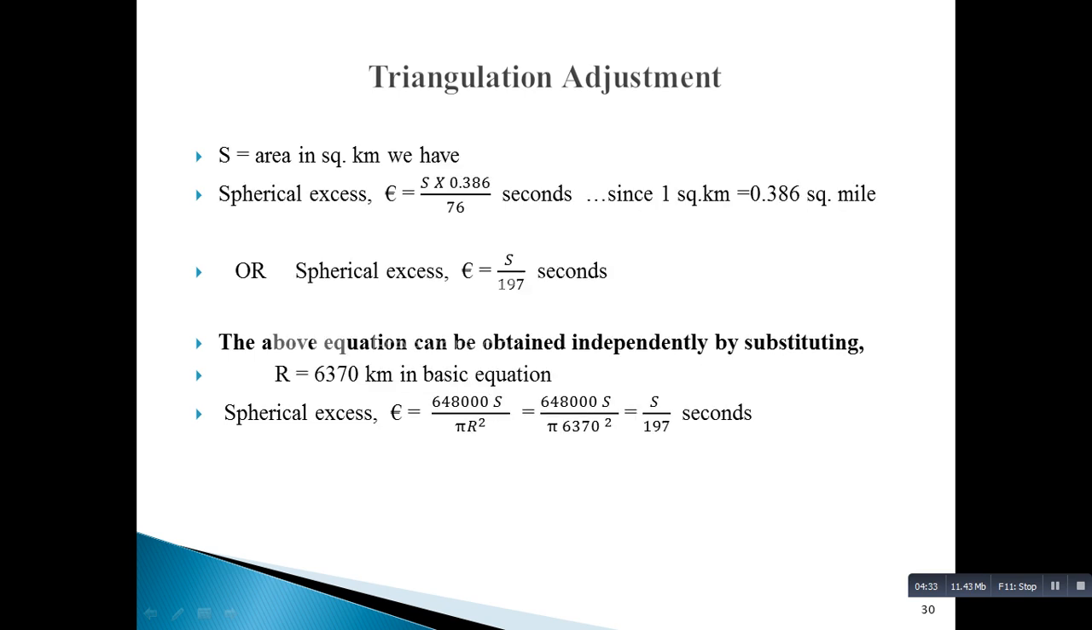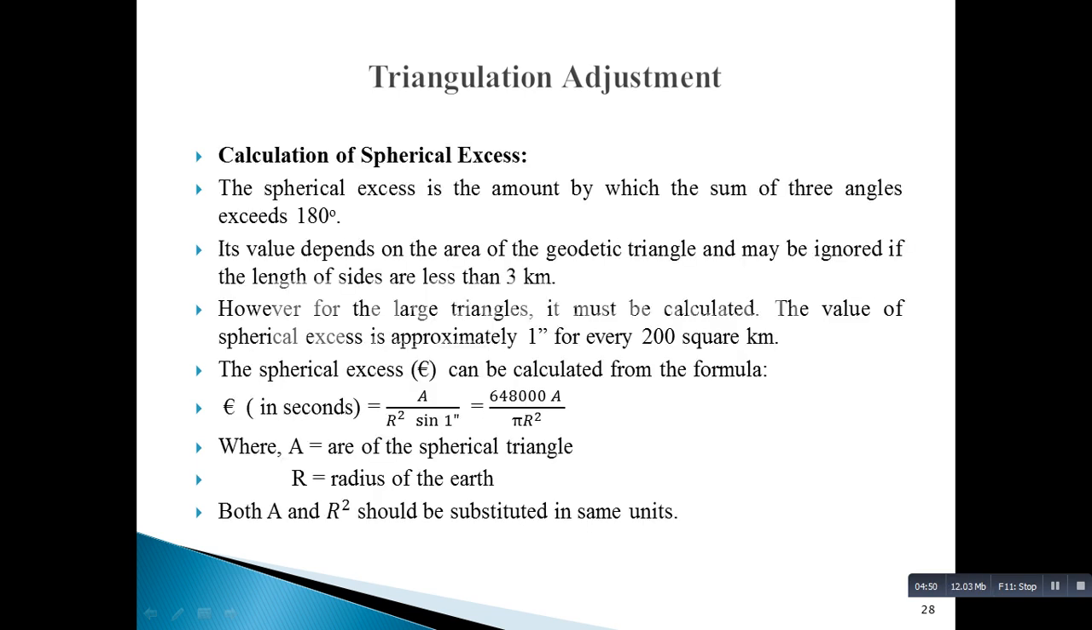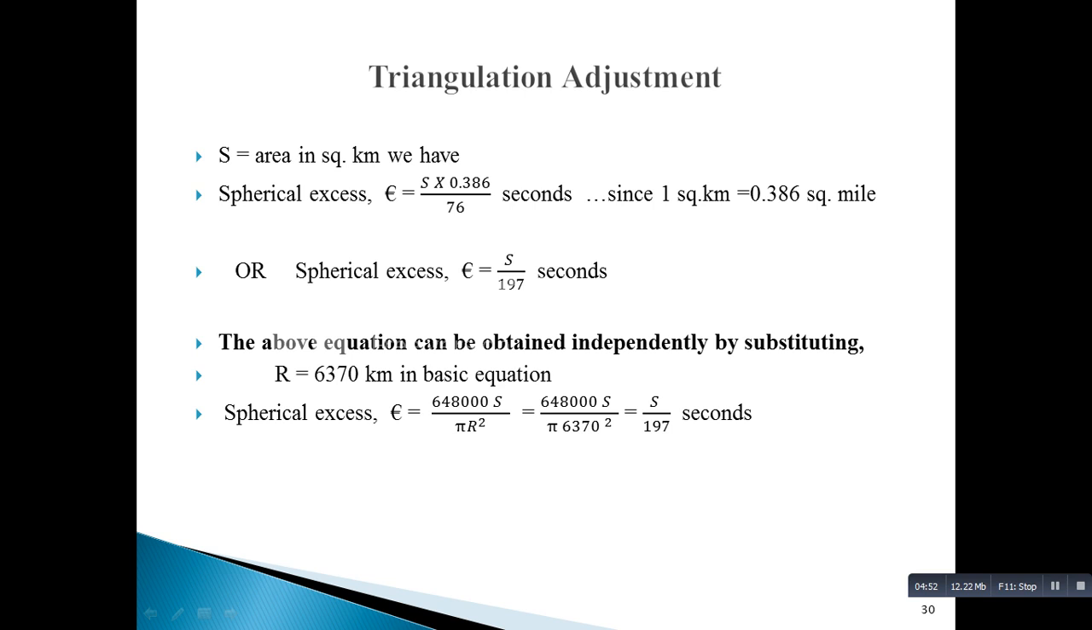And if you consider that area, for example, S is the area of a triangle in square kilometers, we have the equation S by 76. So spherical excess is area by 76 in seconds approximately, if we consider the area in square miles. So here we know that 1 square kilometer is equal to 0.386 square mile.